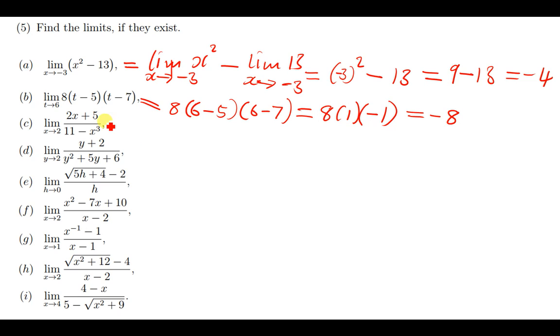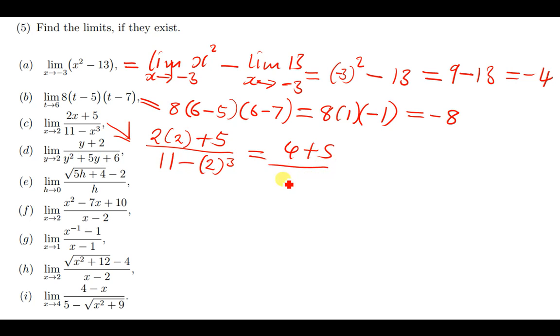So let's quickly move on to this one. So this one is also straightforward. We just have to replace 2 where there's x. So we're going to be putting 2 there. Then we say plus 5, and everything divided by 11 minus, where there's x there, we just put 2 to the power 3. So the answer will be 4 plus 5, everything divided by 11 minus 8. So 2 to the power 3 is 8. So 4 plus 5 gives us 9. Then 11 minus 8 gives us 3. So the answer here is 3.